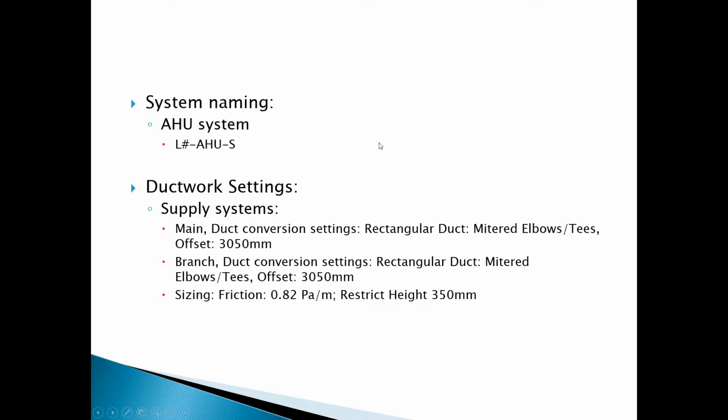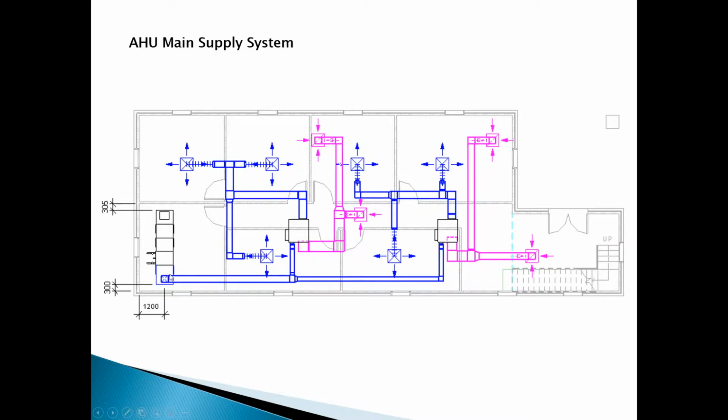Now the naming convention we are going to use will be L00-AHU-S. So this is a duct setting. The objective is to place the air handling unit here and then generate a duct layout to connect to the VAV boxes.